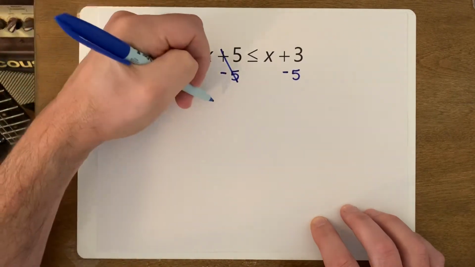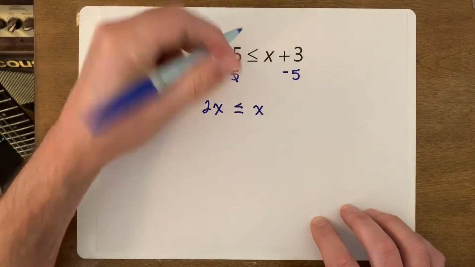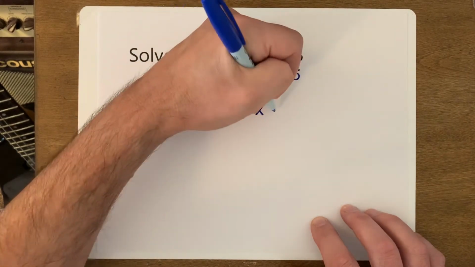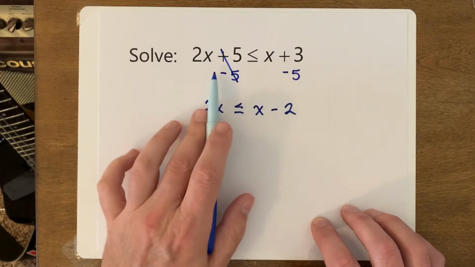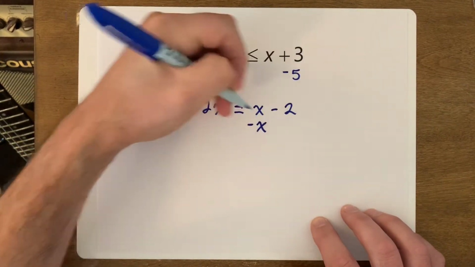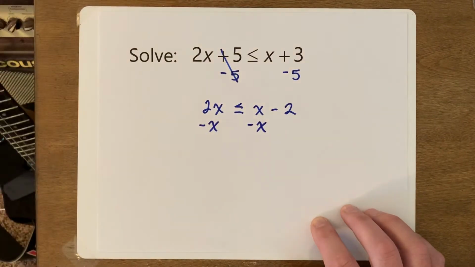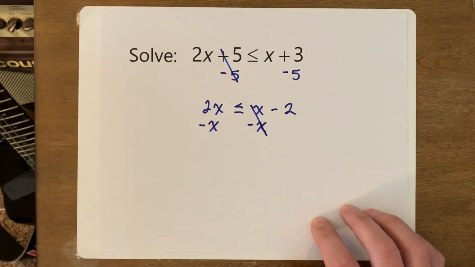And so those cancel. I bring down my 2x less than or equal to x, and then 3 minus 5 is negative 2. Okay, so that's just what I chose to do first. I could have subtracted x on both sides first, but I chose not to do that. Subtract x, subtract x. Now you have to do that because you're trying to get x by itself on one side. Cancel those guys out.